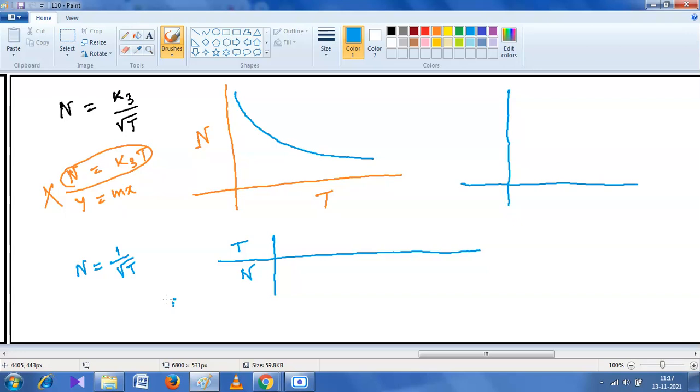Taking the value of t as 1, then tell me what is the value. Can you tell me what is the value of n at that time? 1 by root 1, this is also 1. Suppose this is the point. We are taking 1 and 1.